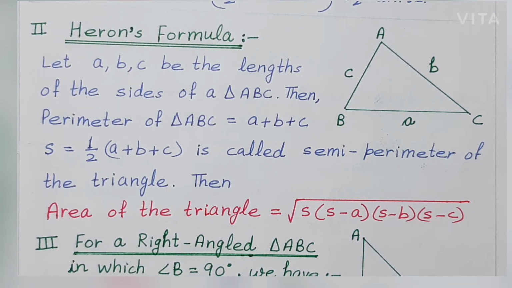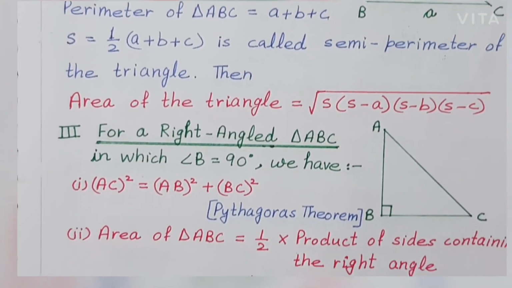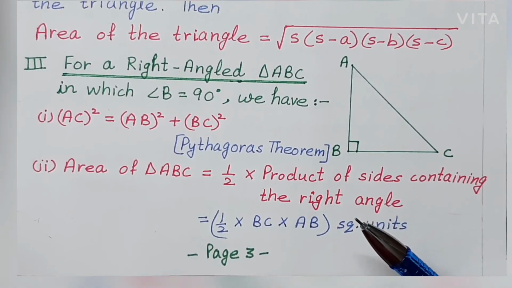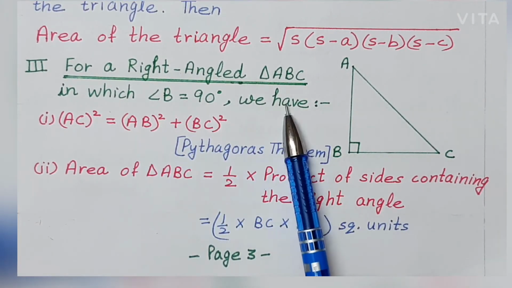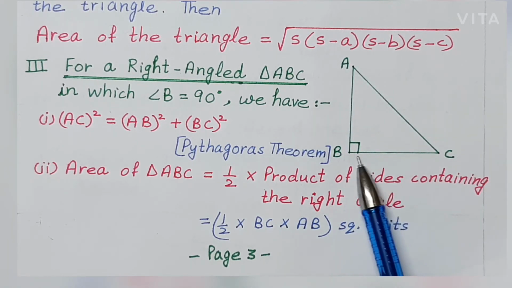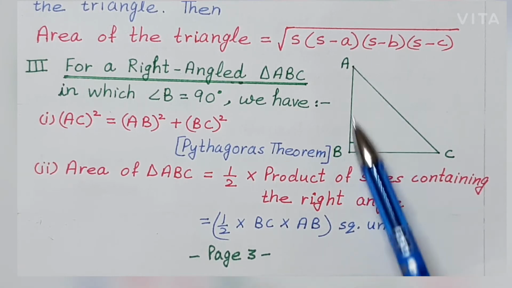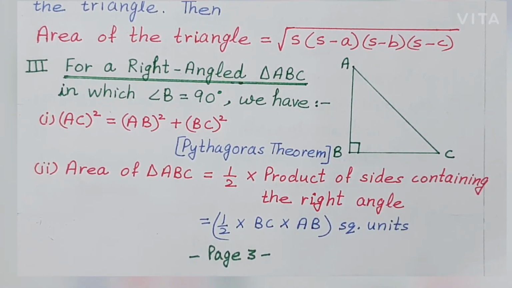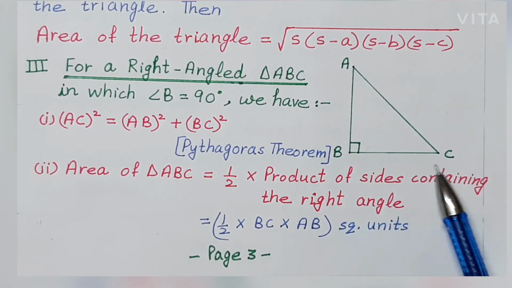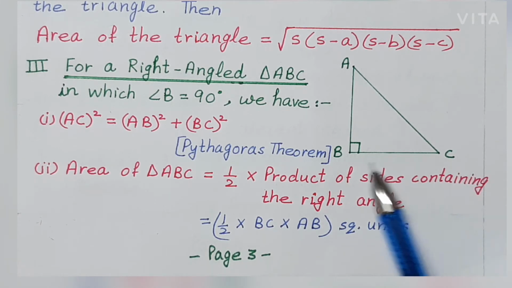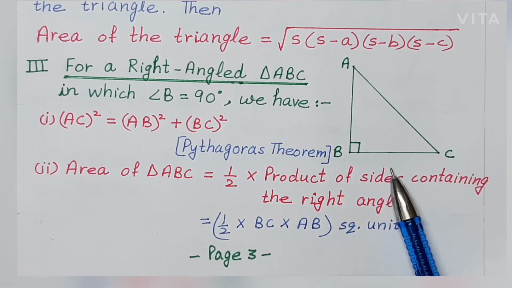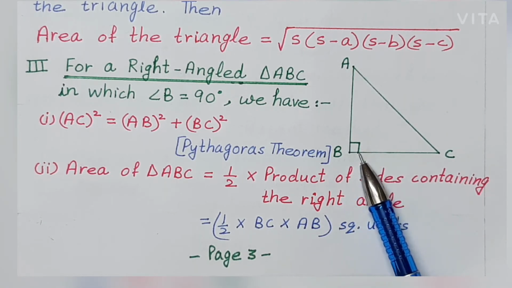Now the next method is for any right angled triangle ABC. If we have a right angled triangle ABC, then what is the area of this triangle? It will be half into base into height. Clear? Now you can take AB as base and BC as height, or you can take BC as base and AB as height. Clear?